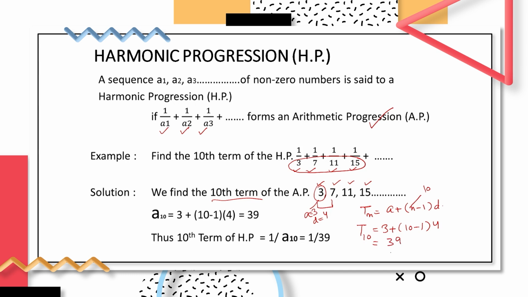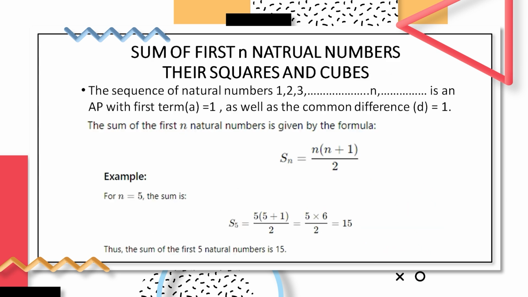So the 10th term in the harmonic progression is 1 upon T10, that is 1 upon 39. So this is the solution over here: the 10th term of the harmonic progression is 1 over A10 or 1 over T10, whatever you want to say, and the 10th term is 39 in the arithmetic progression. So in the harmonic progression, it will be 1 over 39. I hope you understand this.